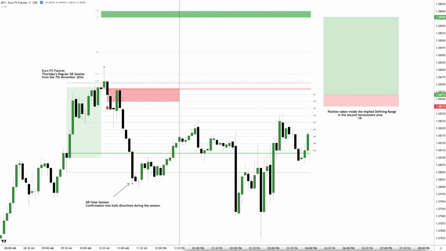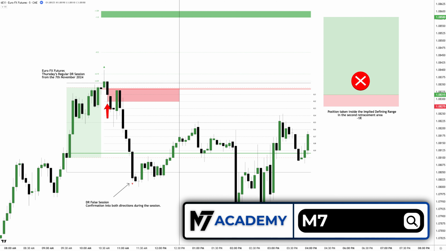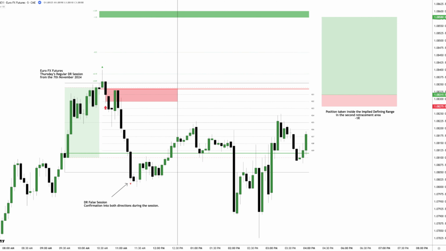Thursday's regular DR session from the 7th November 2024. Entry after the close of the first candle after confirmation would have resulted in a 1R loss, and the DR session didn't hold true, confirming a false session.